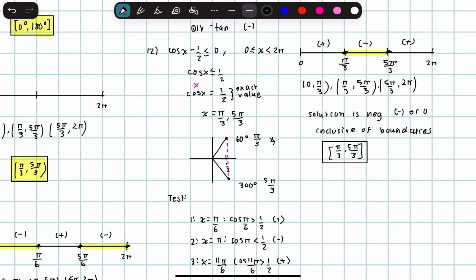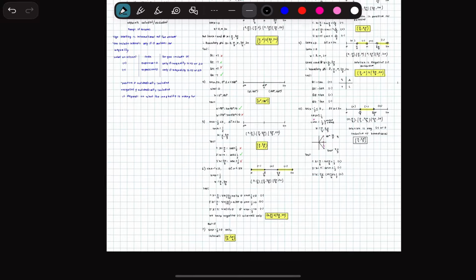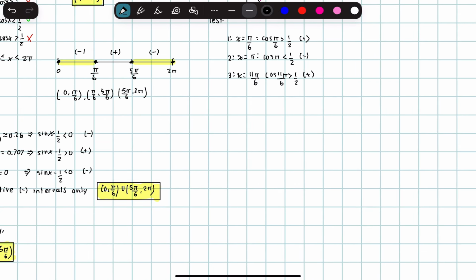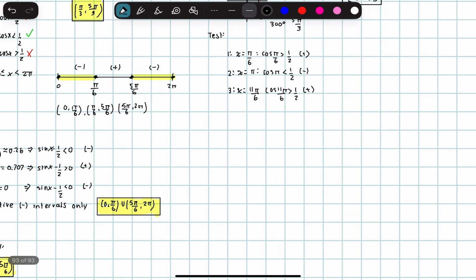Now, we can do some more practice problems. Let's do some more. Let's say we have, what number is this? This is 13.